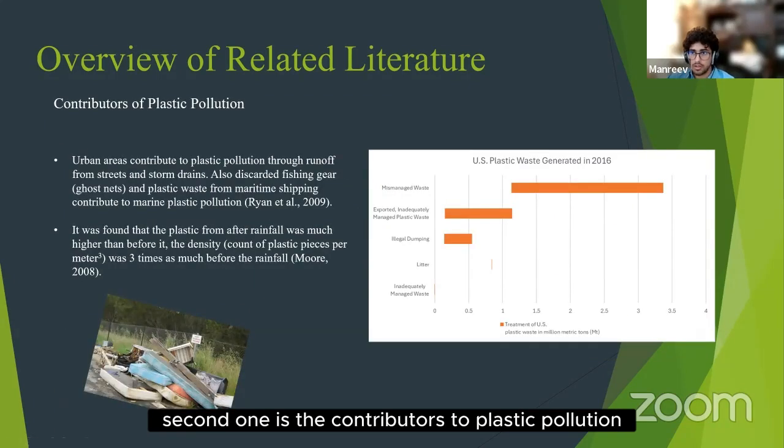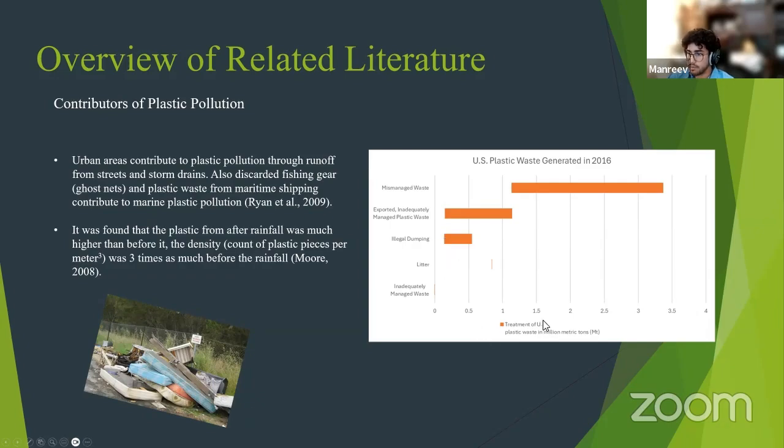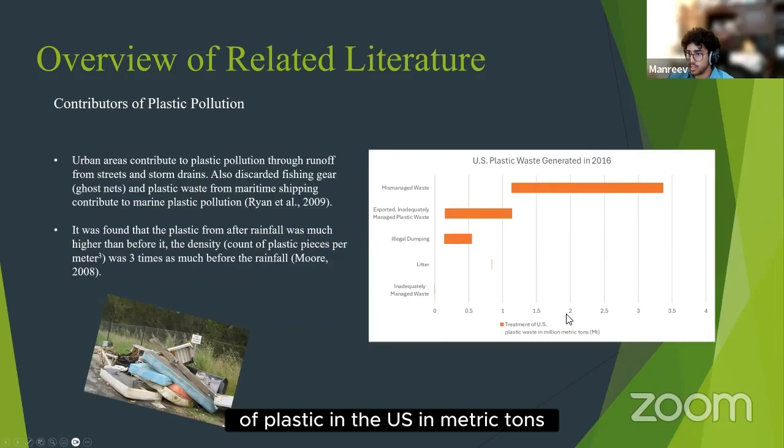The second one is the contributors to plastic pollution. This over here is a graph I made of the treatment of plastic in the US in metric tons. As you can see here, inadequately managed waste is not a big issue at all in the US. It's basically zero. Litter is a little bit under 1 metric ton. Illegal dumping has a range of around 0.3 to 0.6.